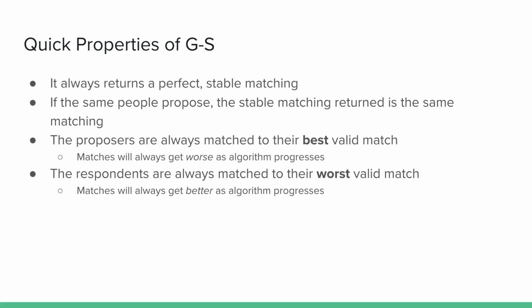their best valid match. So their matches are going to get worse over time, whereas the respondents are always going to get matched with their worst valid match, but their matches are going to get better as the algorithm progresses, right? Because they're only going to say yes to men who they prefer over their current match. Okay, does that make sense to everybody?